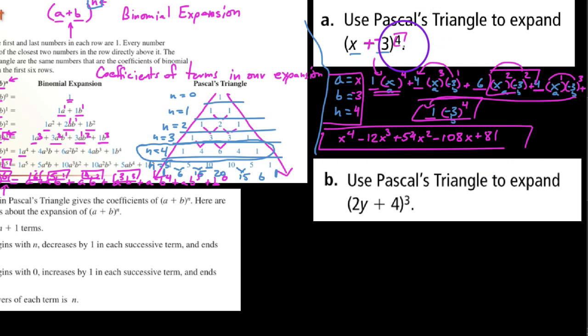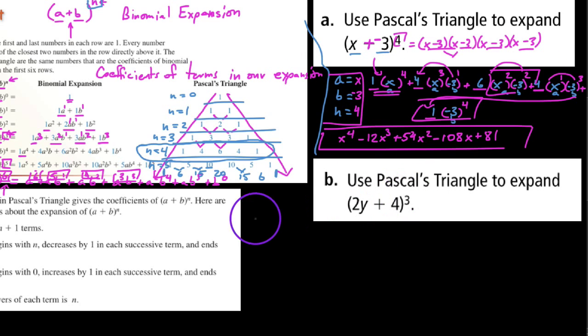And I want you to understand that had you done this the long way, you would have had to take x minus 3 times x minus 3 times x minus 3 times x minus 3, and then do this 2 things at a time, get that answer, take that times this next one here, get that answer, take that times this next one here. It is a lot easier to just expand it using binomial expansion.